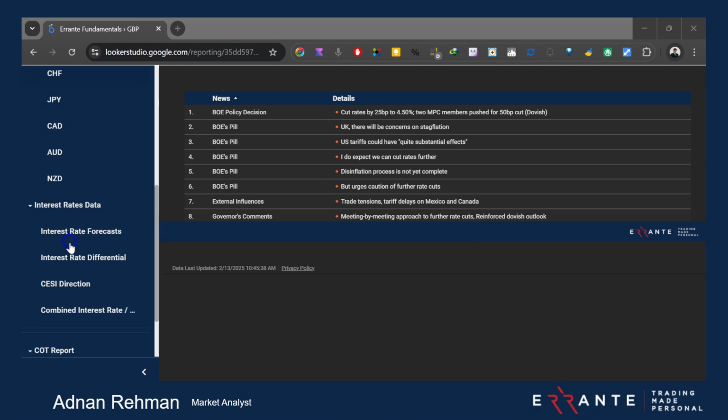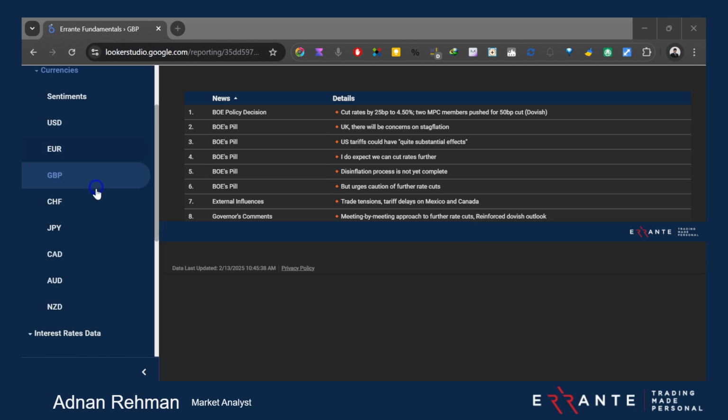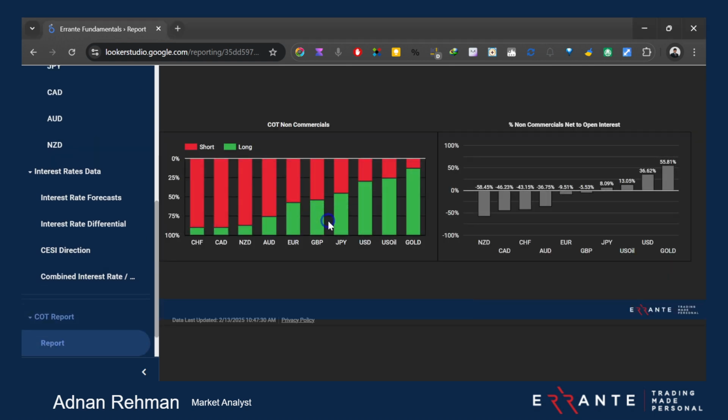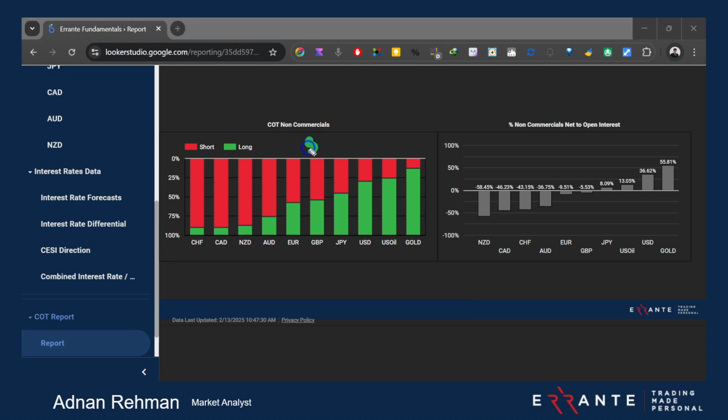Now let me tell you something regarding this one. Where is the UK market right now? Just give me a second. In terms of the COT report, it's almost the same, like 46% is towards the long side and 53% is towards the short side. So obviously here there are more shorts. Now if we look at the open interest, what do we have in GBP? It's totally on the negative side, whereas gold and USD are towards the positive side. So this is something we can see.